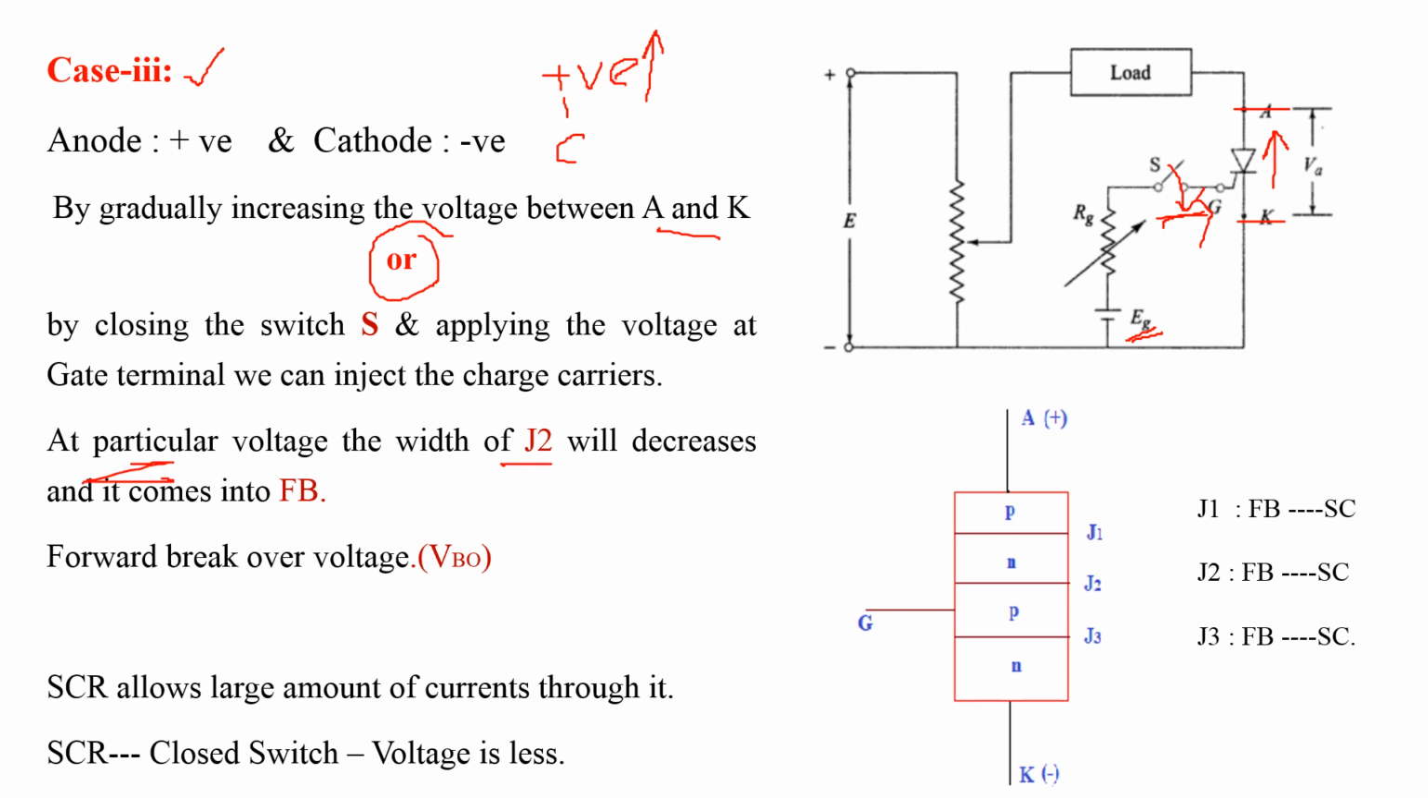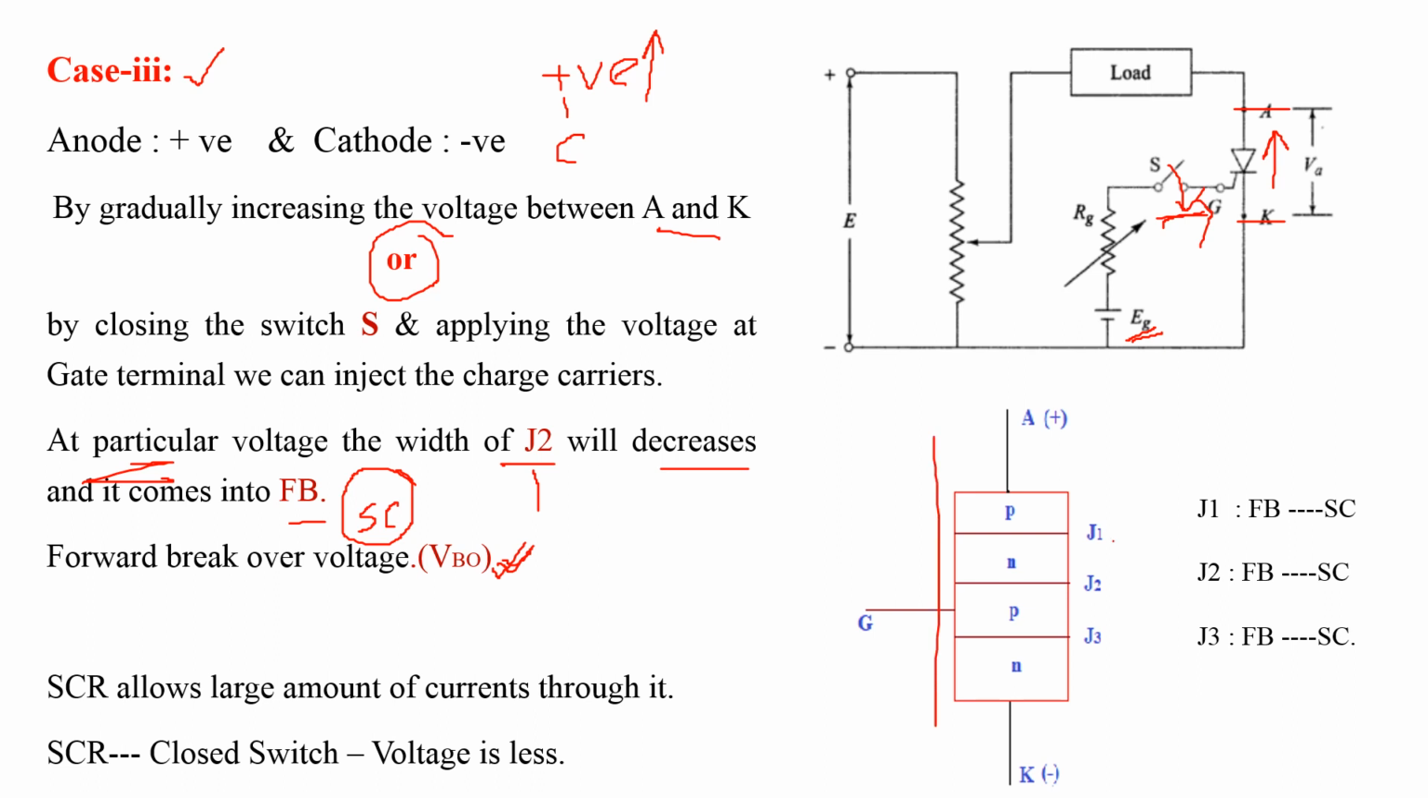the width of junction J2 decreases and it finally comes into forward bias, which acts as a short circuit. The voltage at which the junction J2 comes into forward bias is called the forward breakover voltage. Due to the short circuit of junction J2, there is a large amount of current. There is a possibility for a large amount of current flowing from anode to cathode.